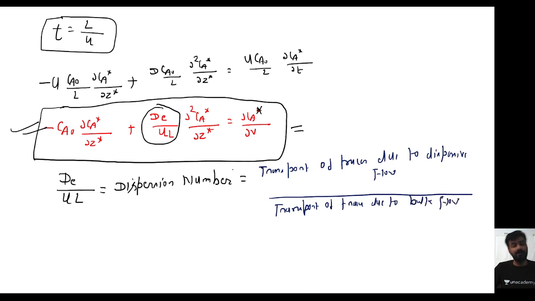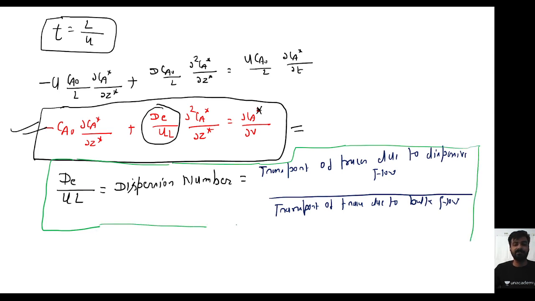Now, what you can deduce from here, my dear friend, if dispersion number exists, then what will happen? The reactor will be a non-ideal reactor. Are you getting? Because here the dispersive flow is also coming into account, so the reactor will become non-ideal. So if you want to check whether the reactor is ideal or non-ideal, you just go for calculation of dispersion number, if it is going to exist.